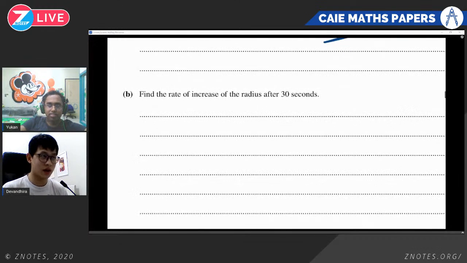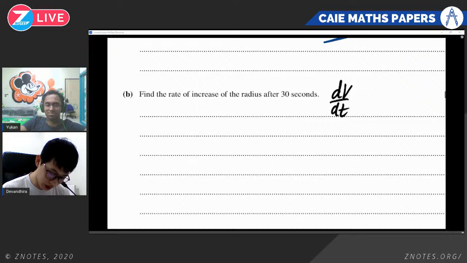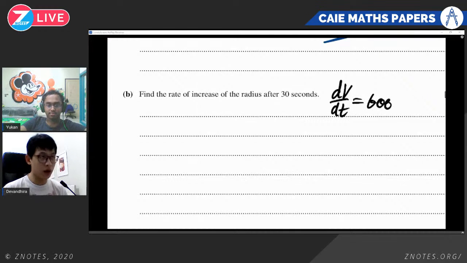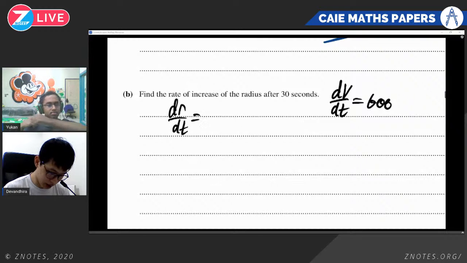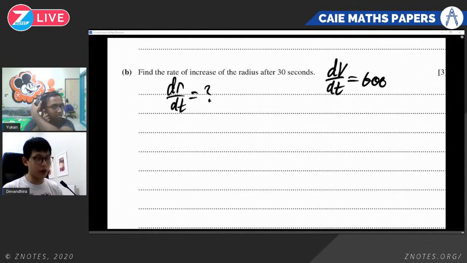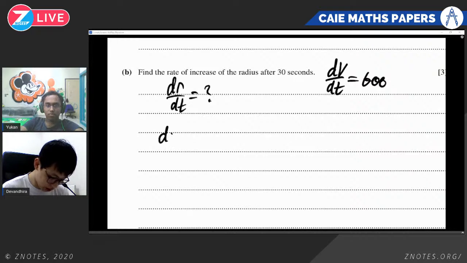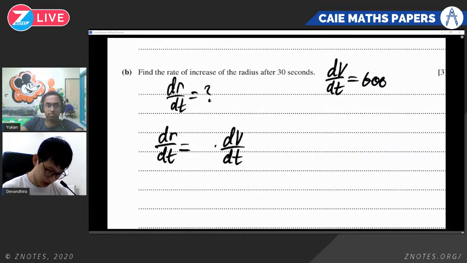Rate of the increase of volume, so that's dV/dt. Exactly. So we have our first information, dV/dt is 600. What we're looking for is dr/dt, the rate of increase of the radius. We don't know what that is, but using the chain rule, there has to be a relation. So dr/dt has to equal something times dV/dt. That means this should be dr/dV, because the dV will cancel and you'll be left with dr/dt.